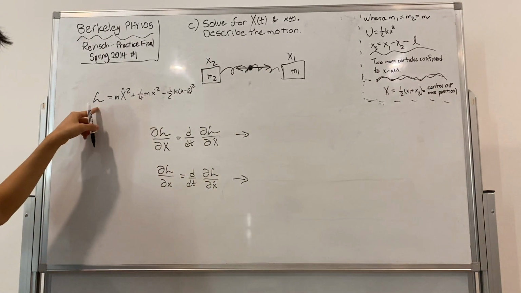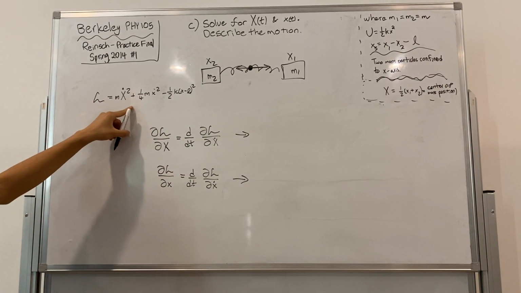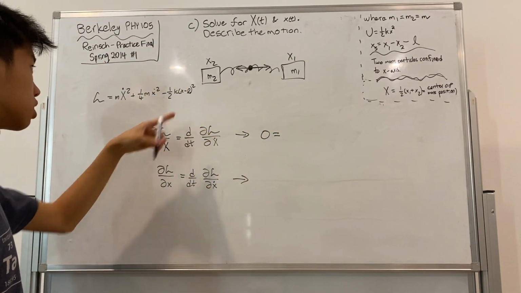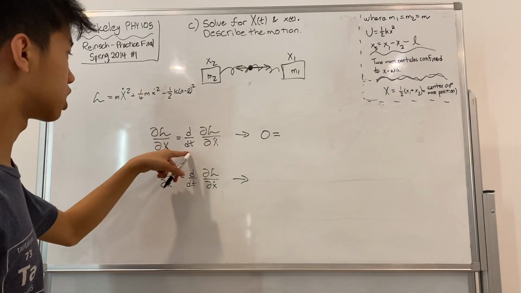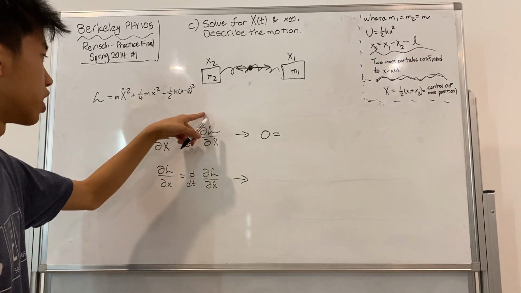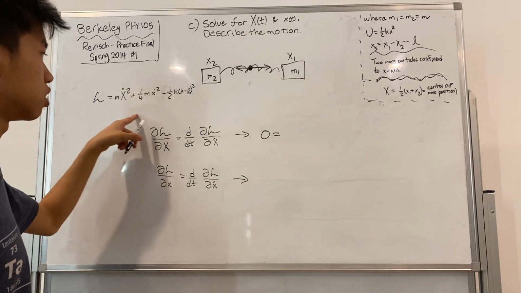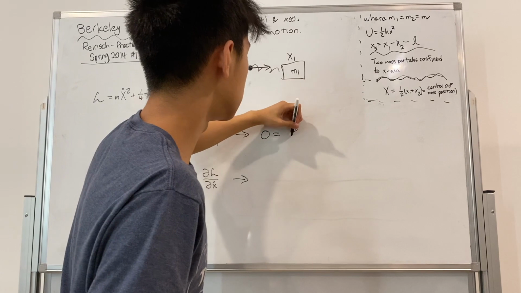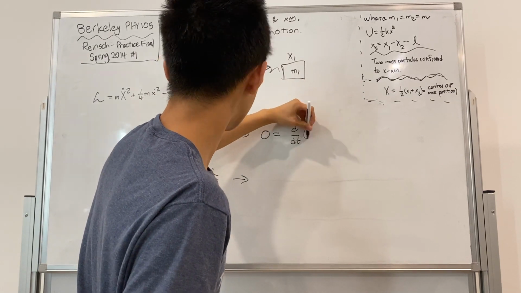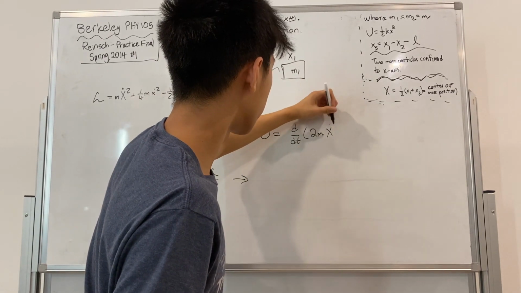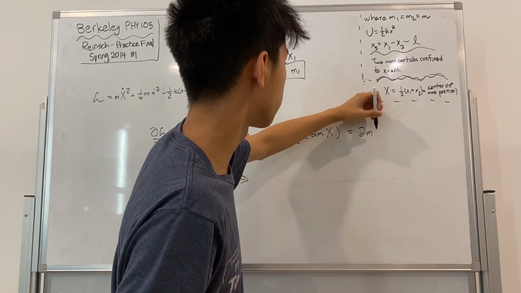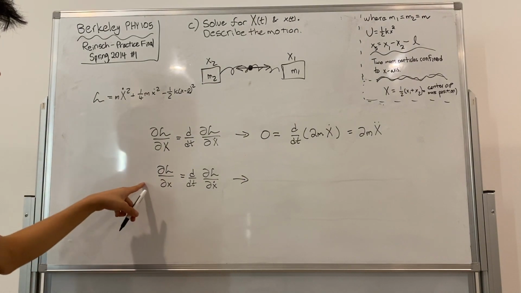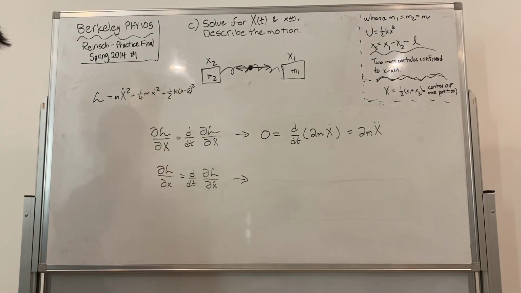We know that the Lagrangian does not depend on big X at all, so we have 0, since there are no terms with big X in it. Then we can take d/dt of the partial of the Lagrangian with respect to big X prime. There is a term with big X prime here, so we have d/dt of 2m X prime, that's 2m X double prime. And then we can start on the second equation.